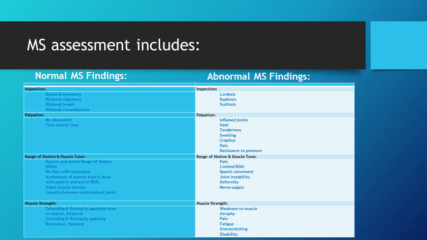Range of motion and muscle tone: normal findings will be passive and active range of motion, with no pain with movement. Assessment of muscle tone is done with passive and active range of motion, slight muscle tension, and equality between contralateral joints. Abnormal findings in the range of motion and muscle tone will be pain, limited range of motion, spastic movement, joint instability, deformity, and nerve supply. Normal muscle strength will be extending and flexing by applying force to muscle bilaterally, and extending and flexing by applying resistance bilaterally. Abnormal muscle strength will be weakness to muscle, atrophy, pain, fatigue, overstretching, and disability.